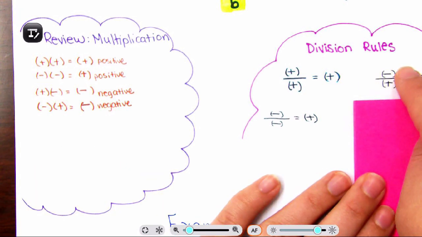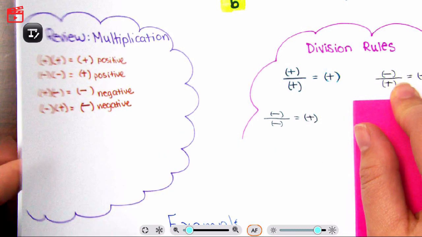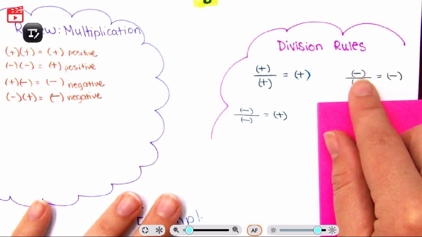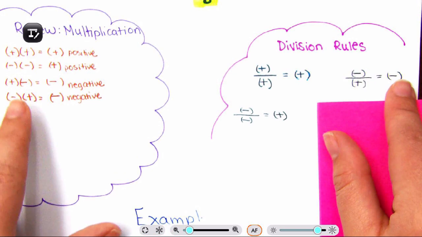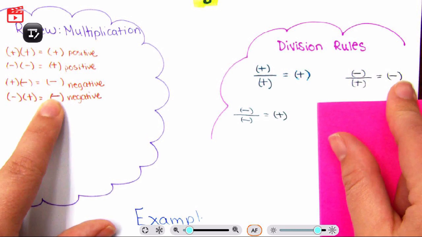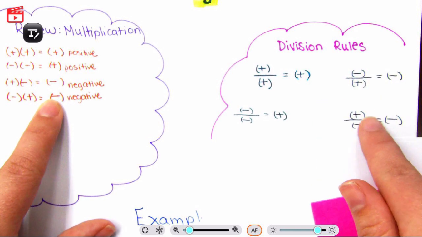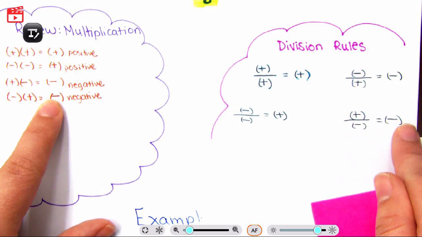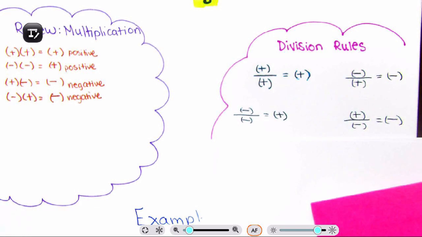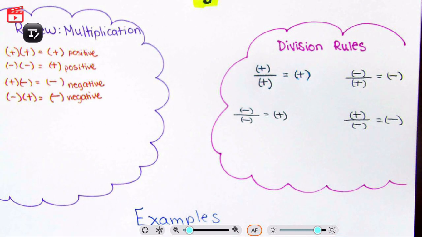If I have a negative divided by a positive, my answer is negative. If I have a negative multiplied by a positive, my answer is negative. Still the same. And our very last one, if I have a positive divided by a negative, my answer is negative. If I have a positive multiplied by a negative, my answer is negative. The division rules are exactly the same as multiplication. Nothing changes except the way it looks. One is next to each other, one's on top of each other. Same thing, right?